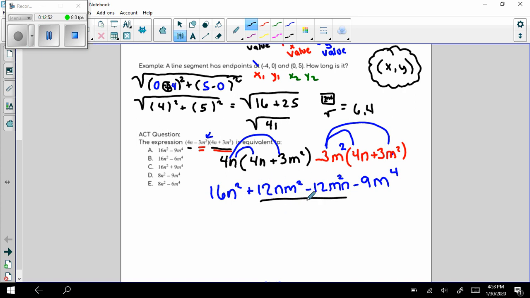I have a positive 12 plus a negative 12. So 12 minus 12 actually cancels each other out. It gives us a big 0. So I'm left with my first term and my last term. I double check, see if I have anything in common. Nope. So this is my final answer. We match it up and it looks like letter A is our answer.